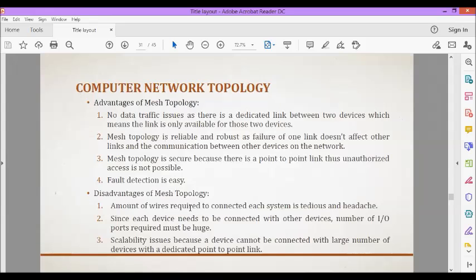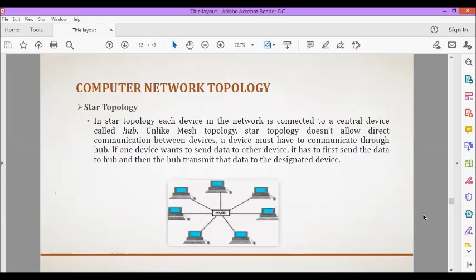Amount of wires required to connect each system is tedious and a headache. Since each device needs to be connected with other devices, number of input and output ports required must be huge. And scalability issues because a device cannot be connected with large number of devices with a dedicated point-to-point link. Next, let's proceed with the star topology.